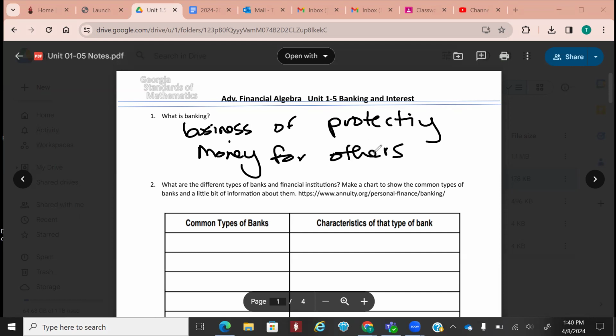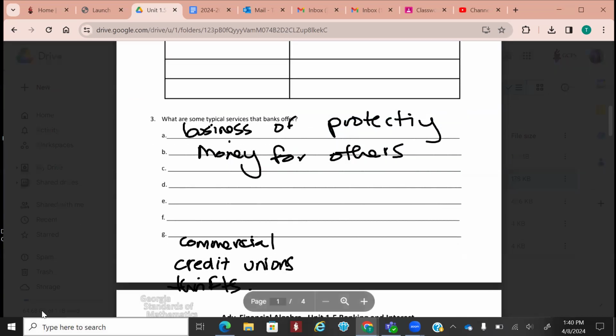So what are different types of banks and financial institutions? You can make a chart, show common types of banks, and a little bit of information is on that website. Here's just a couple of things. The common types of banks, you got commercial. So these are the places where you can do savings, checkings, etc. Credit unions, this is where you can get loans and credit cards to pay for really expensive things. Thrifts are a type of bank. Okay, so you can look at the different types if you want to at that website. I'm not gonna sit here and list them all out for you.